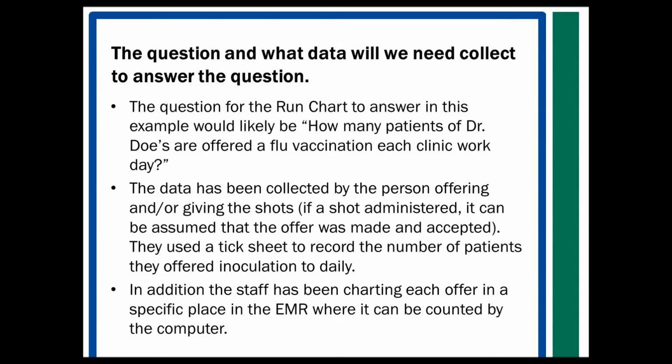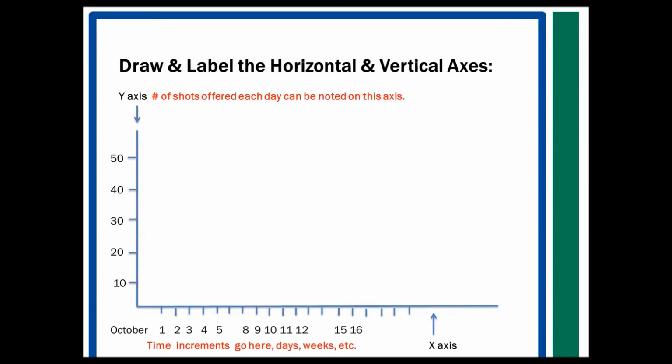And they decided to put a tick sheet over so that the person offering, who is usually the one rooming the patient, could easily just tick off and count them up at the end of the day. And they've been charting the offers in a specific place in the EMR, so that later on, when data is cleaned up, they would be able to count those offers using the EMR. So right now they weren't at that place, but we're starting to try to get some good habits in there, working towards a nice clean panel data and charting. Okay, Mark?